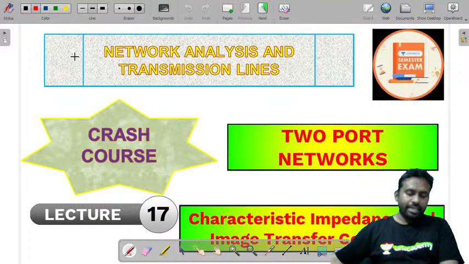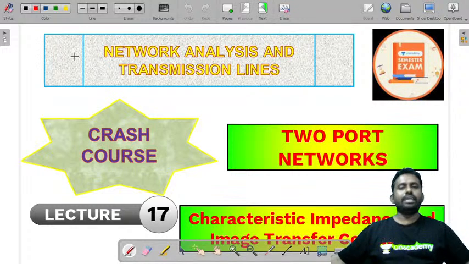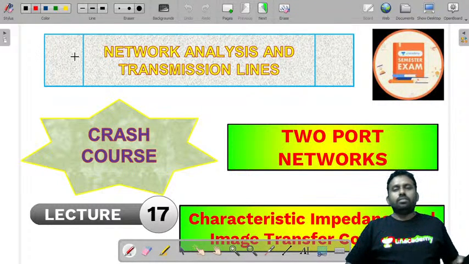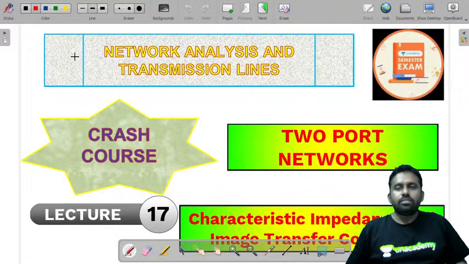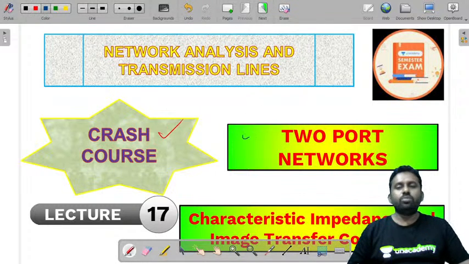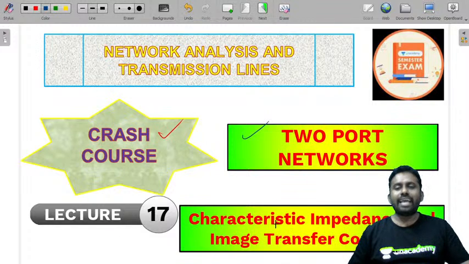The course that we are dealing with is Network Analysis and Transmission Lines, and it's a crash course. We are dealing with two-port networks, and the topic for today is characteristic impedance and image transfer constant.